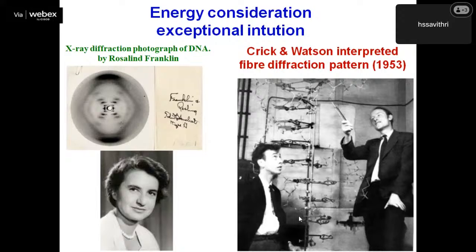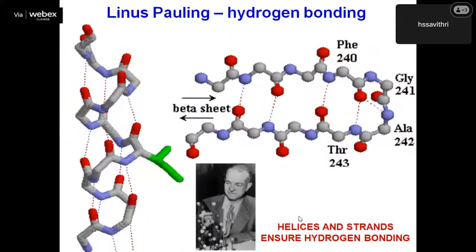Rosalind Franklin would have been included in the Nobel Prize, but by the time the Nobel Prize was declared, she was not alive. But anyway, these 2 people got the Nobel Prize, and that is an exceptional intuition. And such intuition has to be there for proteins also, to understand proteins. We will see what constitutes this intuition.